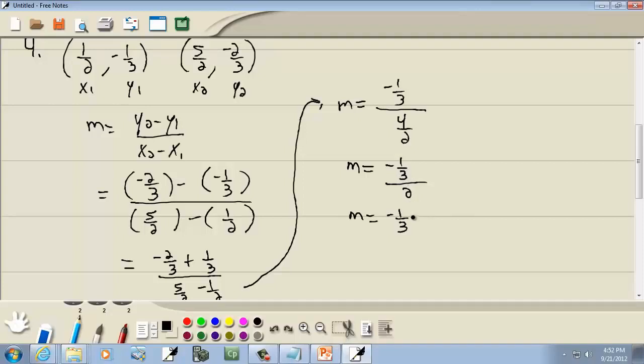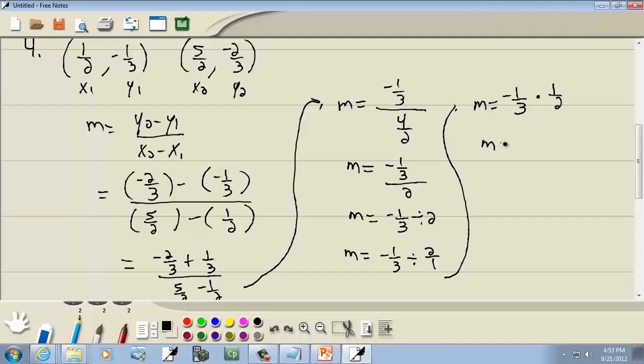But here we have a negative 1/3 divided by 2. Well, if we're going to divide fractions, they both should be fractions. So I'll rewrite the 2 as 2 over 1. Remember, we never actually divide. We immediately rewrite it as multiplication. So I'm going to take the 2 over 1 and rewrite it as 1/2. Now we multiply the top parts together. Negative 1 times 1 is negative 1. And the bottom parts, 3 times 2 gives us 6. So that would be our slope.